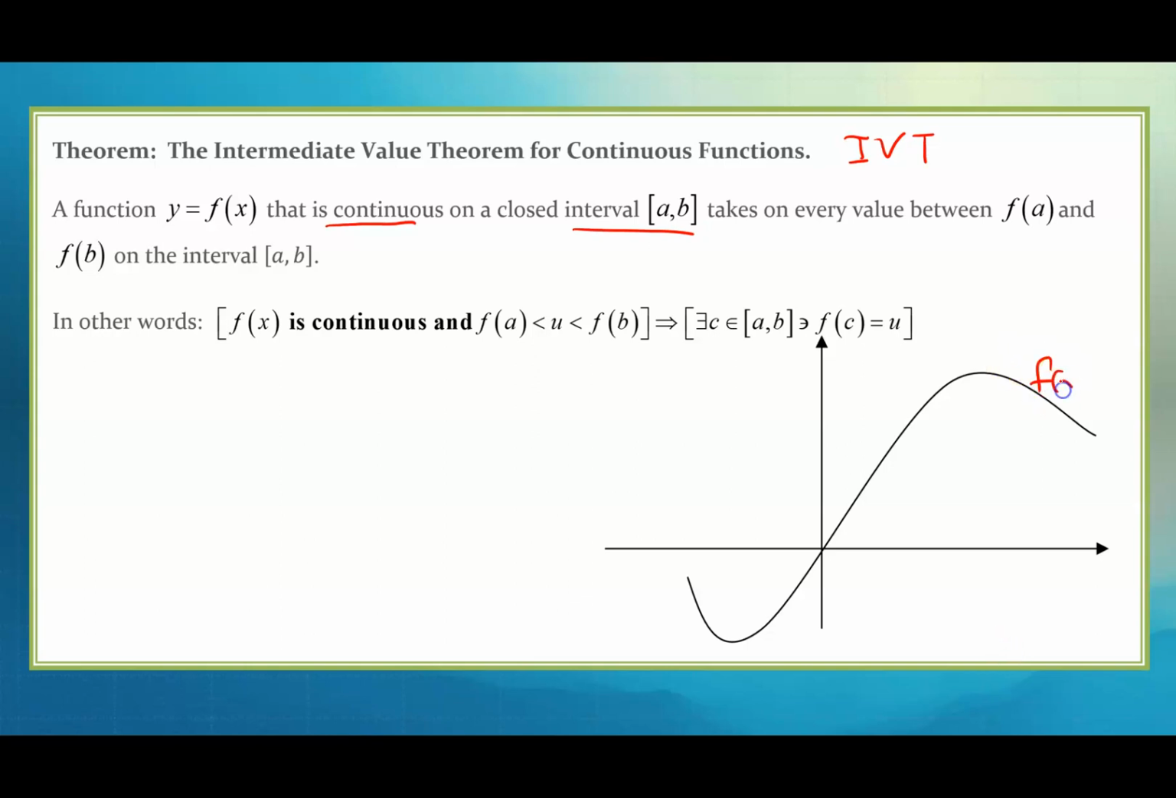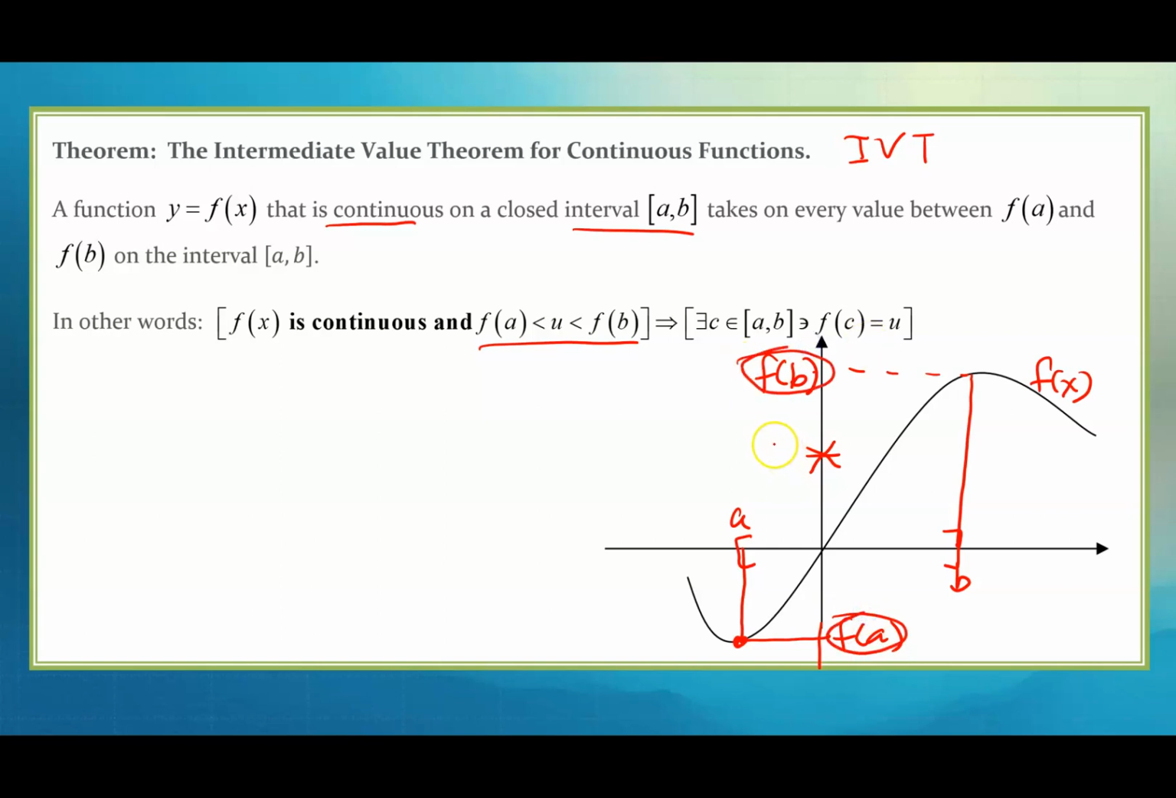If you have a function f of x that is continuous, and you have a point a, say right here, and say f of a is right here, right? And then you have a point b, say right there, and f of b is right there. So we have a continuous function on a closed interval a to b. Now, if there was a u somewhere in between, so here's u, in between f of a and f of b.